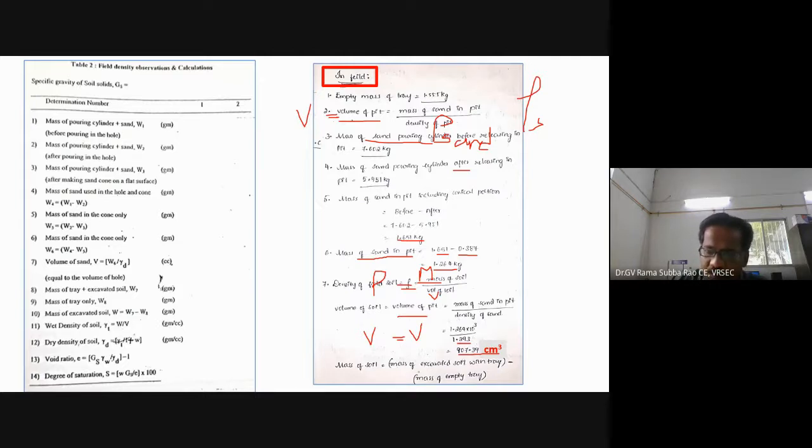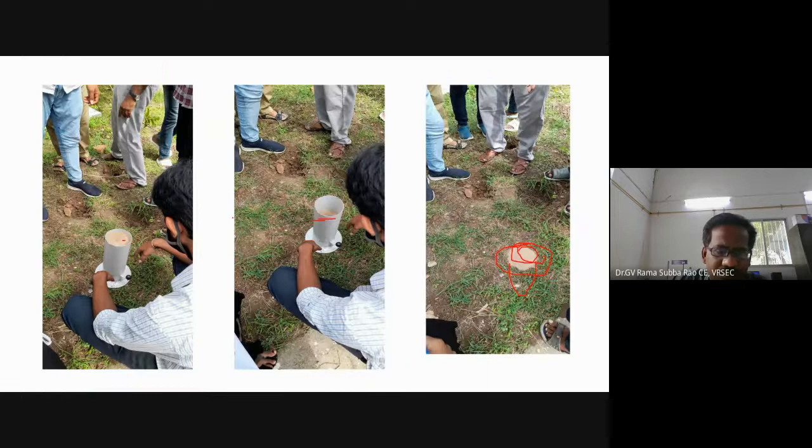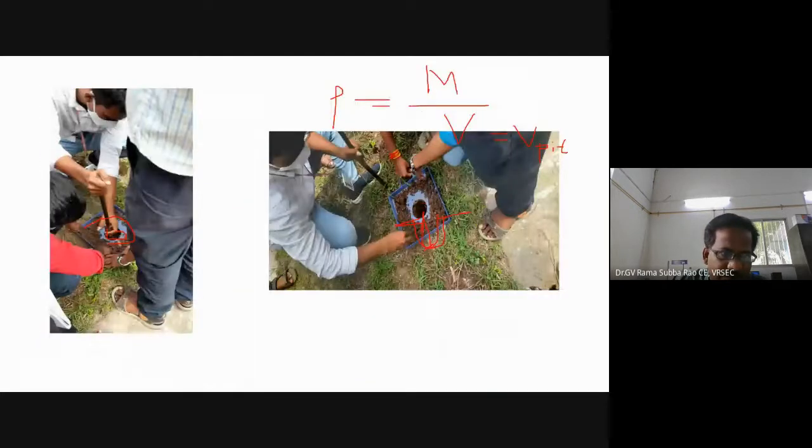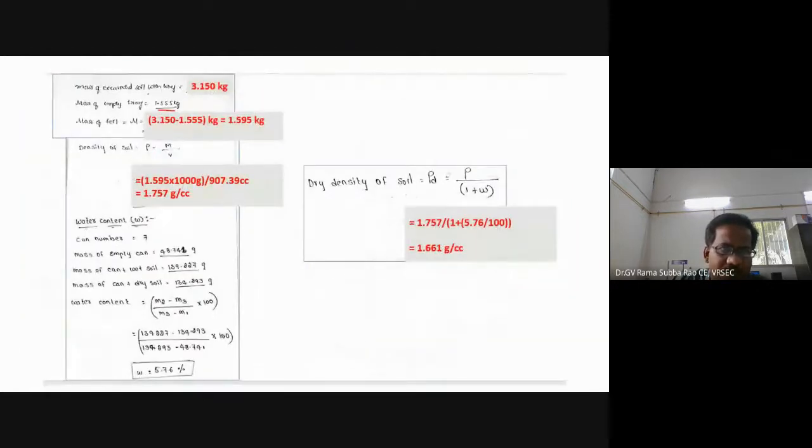So now one can see this is the mass of the excavated soil, 3.150, and this is the mass of the empty tray, 1.55 kg. As I showed you here, this is the mass of the empty tray. Empty tray mass is 1.55. Next, after excavating soil carefully and bringing it to the laboratory, the mass of the excavated soil plus tray is equal to 3.150 kg. Now I can easily get the mass of the soil: mass of the excavated soil plus tray minus mass of empty tray, which gives 1.595 kg.